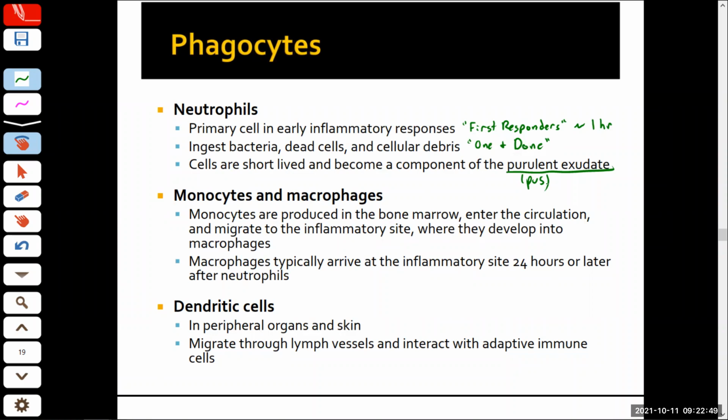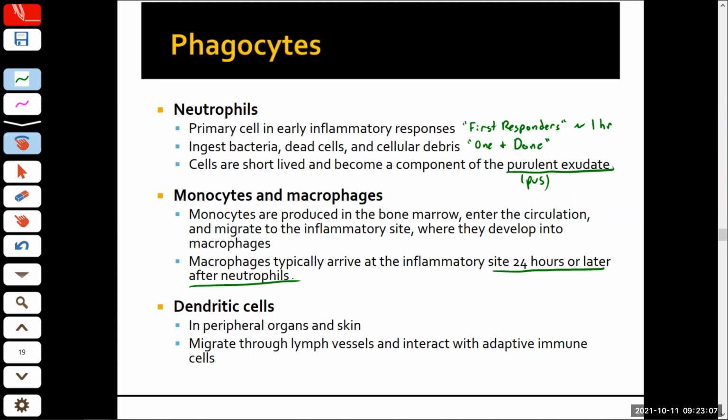Monocytes, macrophages. We talked about these. It takes about 24 hours for them to show up. But when they show up, they can keep eating and eating and eating.